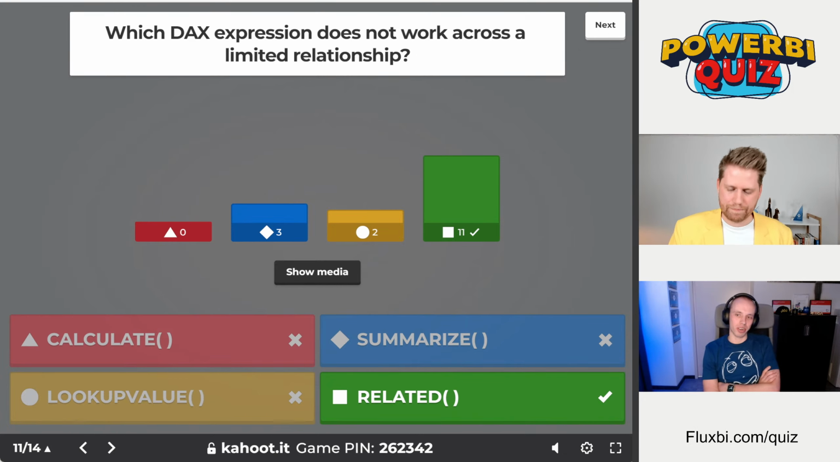The only correct answer is related. Related is the only one that doesn't allow you to cross a limited relationship. That's because in a limited relationship, the engine is not capable of knowing which is the one side or the many side of the relationship, or at least not with full certainty. So therefore, you cannot use the related function.